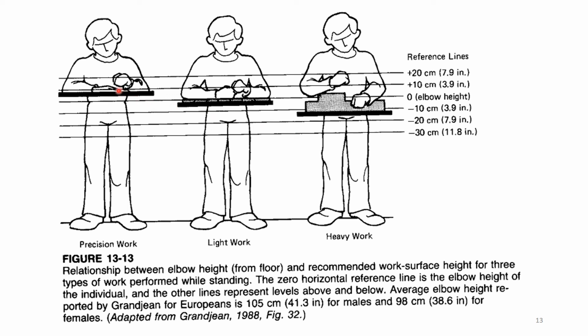You can see that for precision work, much concentration has to be given to that work. For example, it can be some kind of jewelry work or goldsmith work, etc. So here the work surface has to be kept at a height above the elbow height. And for light work, it should be kept at 0, that is elbow height. And heavy work requires it to be kept below the elbow height.